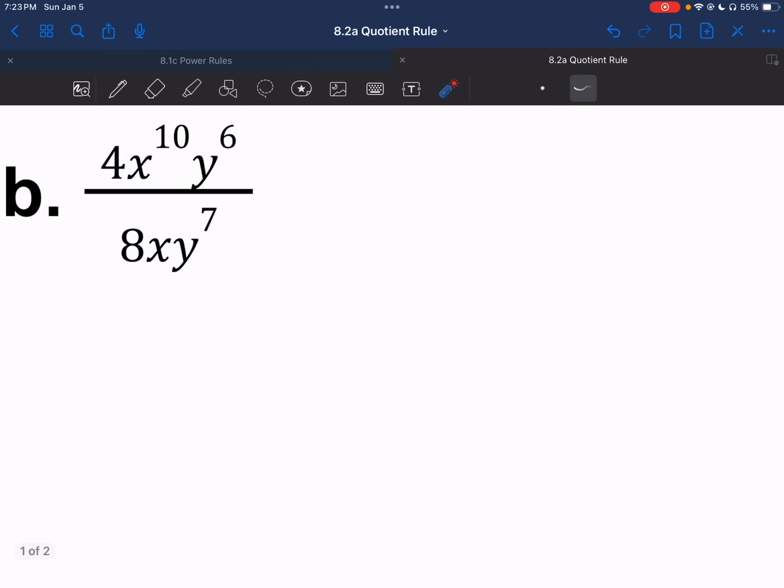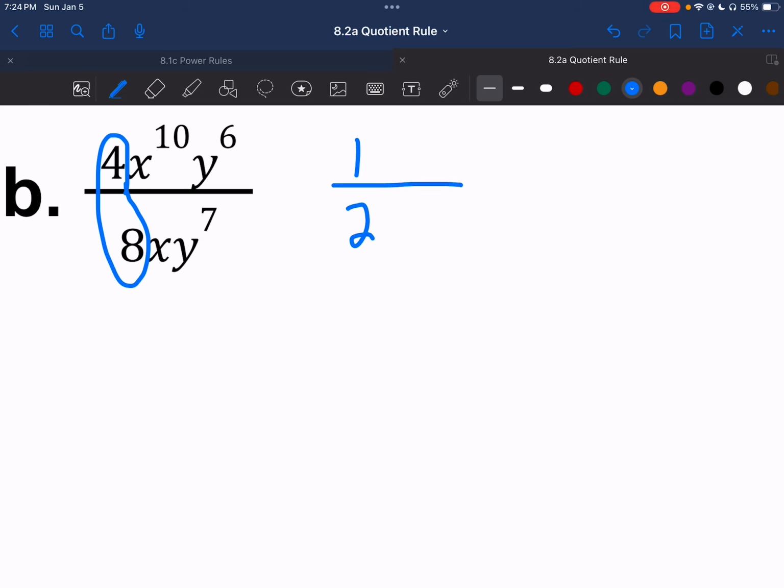All right, letter B. We've got 4x to the 10th, y to the 6th, over 8x, y to the 7th. Okay, cool. We've got coefficients that we need to simplify. So let's look at that part first. 4 over 8, what can that simplify to? That's going to simplify to 1 over 2.